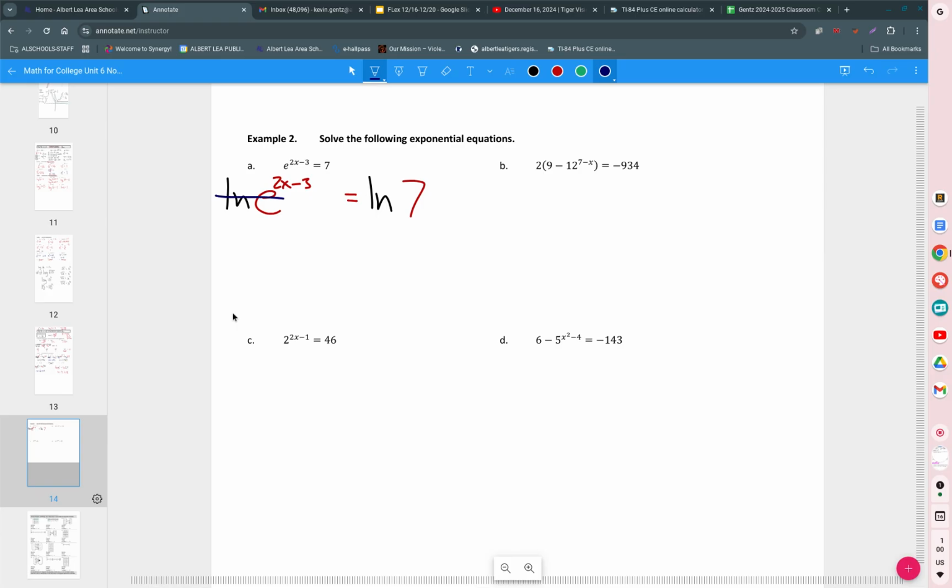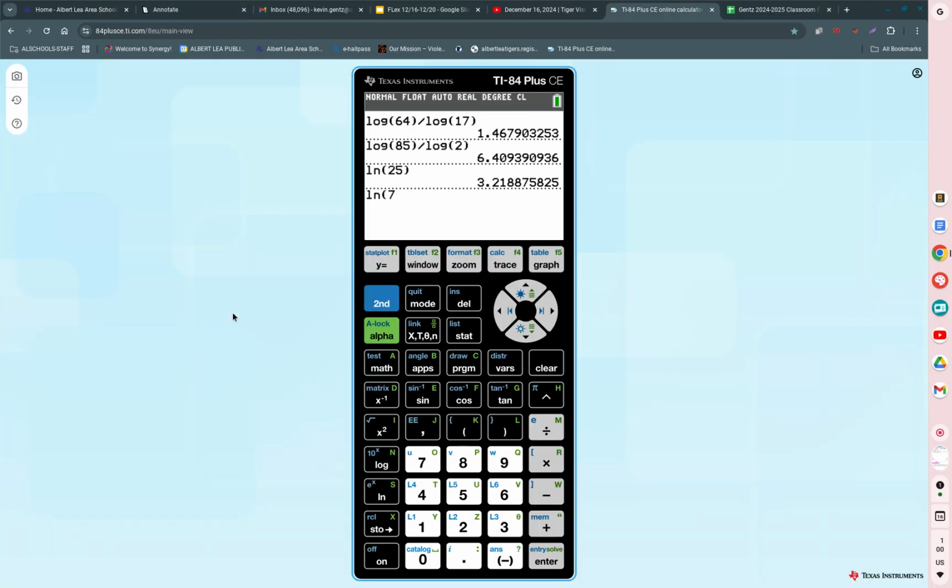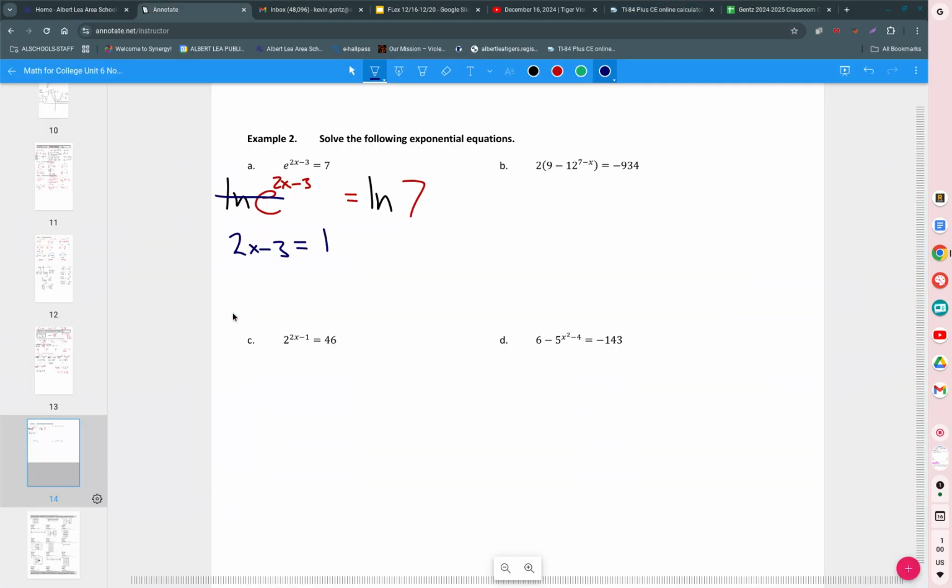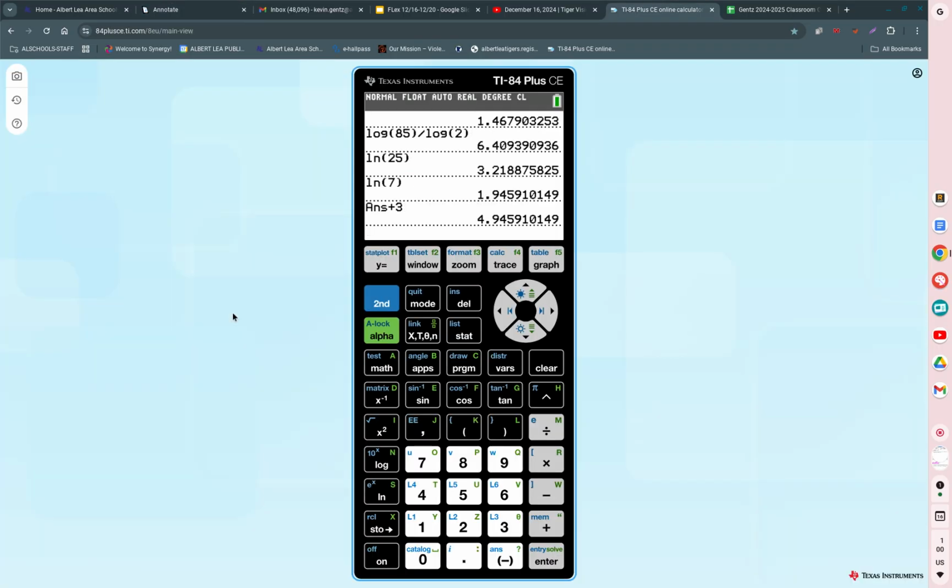Notice that those reduce, and I'm left with just 2x minus 3. And then on the right-hand side, it says natural log of 7. So I'm going to go ahead and just compute that on my calculator. Natural log of 7, 1.945. And now you can solve your basic 2-step equation. We can add 3, we can divide by 2. x is 2.472.